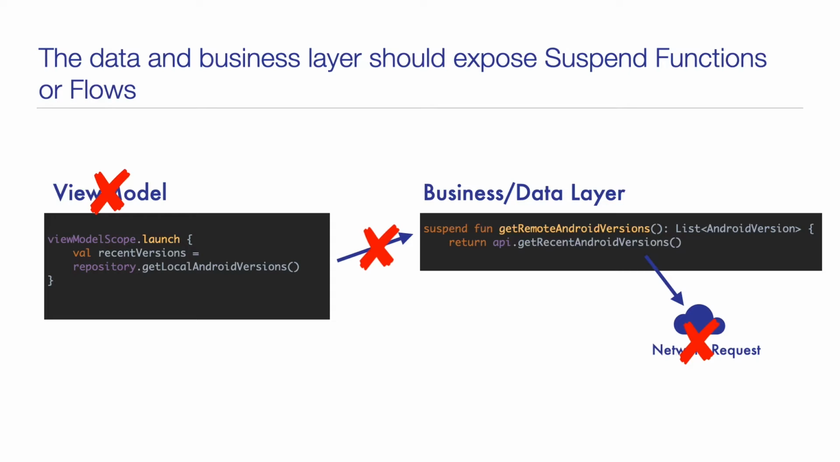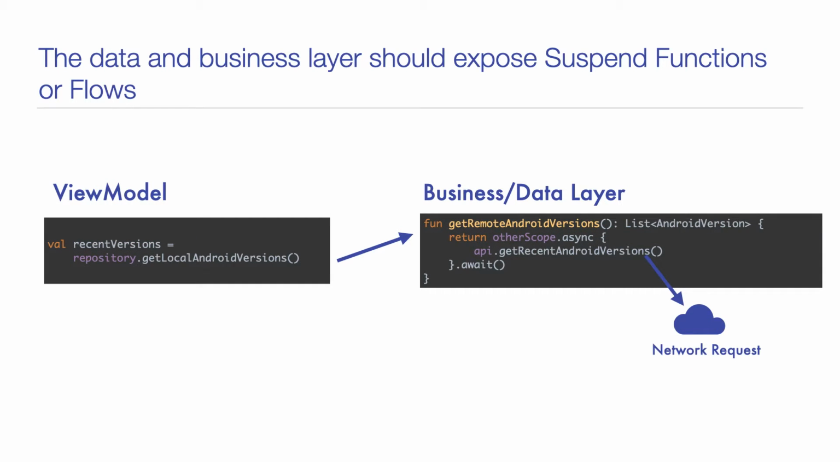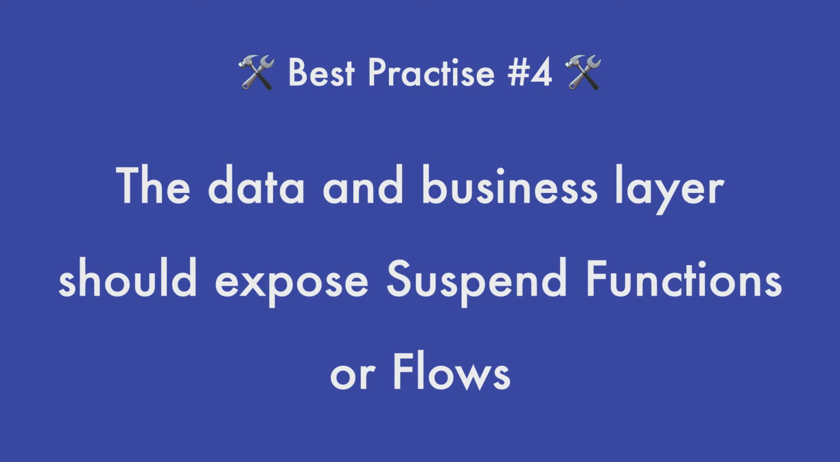On the other hand, if the data or business layer would expose just a regular function and start its own coroutine in some other scope, then we wouldn't be able to cancel this coroutine from the ViewModel, and the network request would continue to run even when the ViewModel gets destroyed. And this wastes a lot of valuable device resources. So in general, you should always expose suspend functions or flows in your business or data layer.